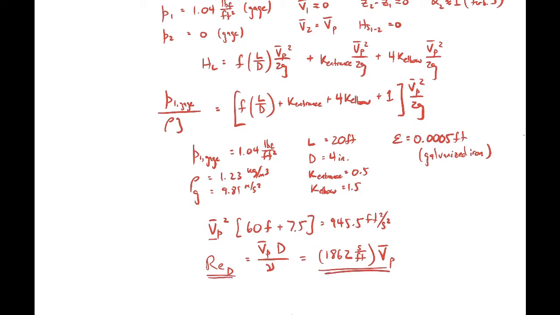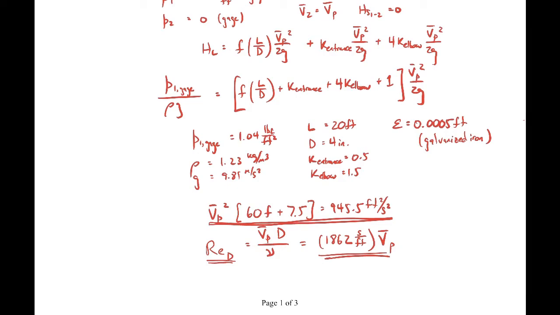Okay, so let me just underline the important equations here. We've got our extended Bernoulli equation here. We've got our Reynolds number relation underneath it. And our relative roughness, which we're going to use to find the friction factor, that comes out to be 0.0015.